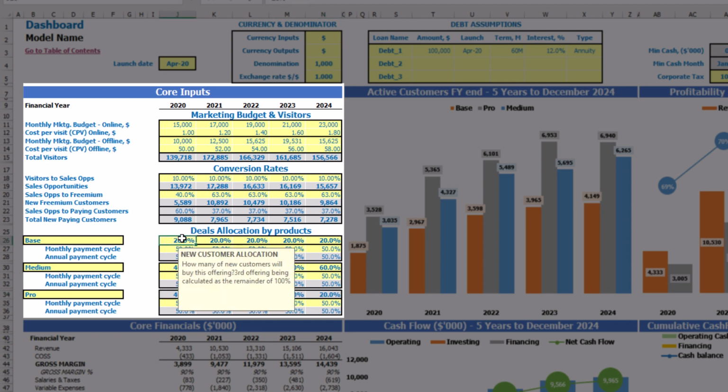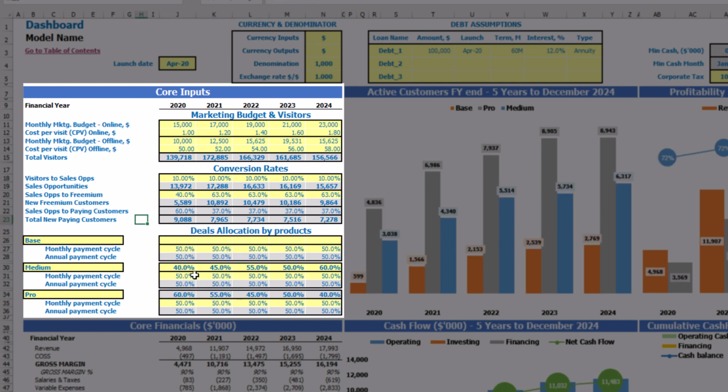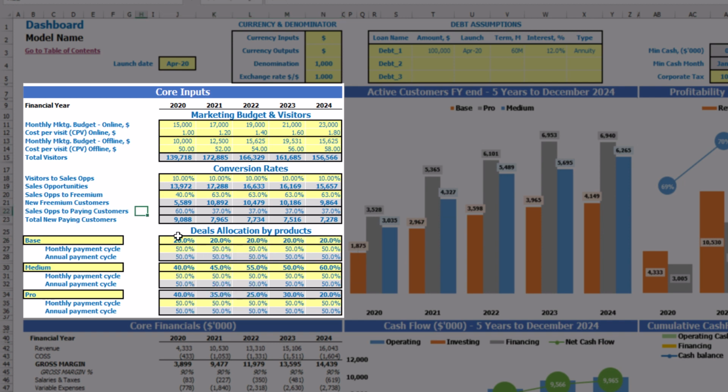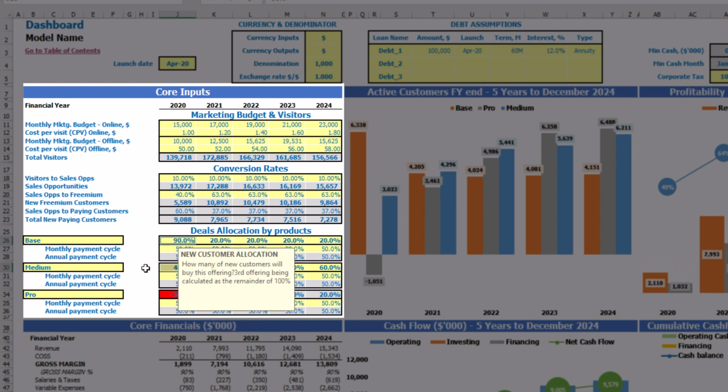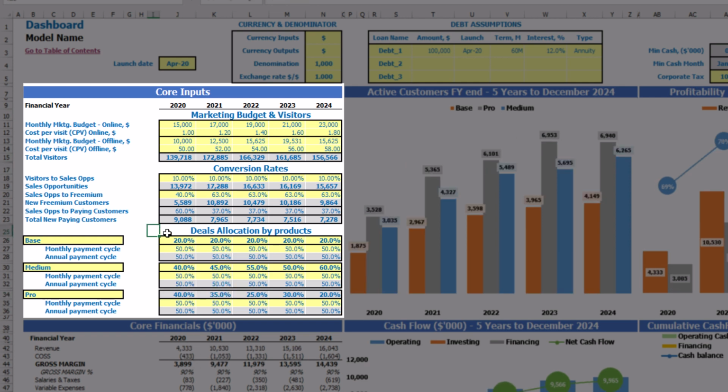If you don't need base, for example, you can just clean this base and you will have 100% minus medium calculation. If you input something wrong, for example 90% here and in medium 40, in total this is already 130%, the pro calculation will show you the minus 30% which is wrong, and you will see the red color here. If you input everything correctly, you will have only gray color in calculated cells.